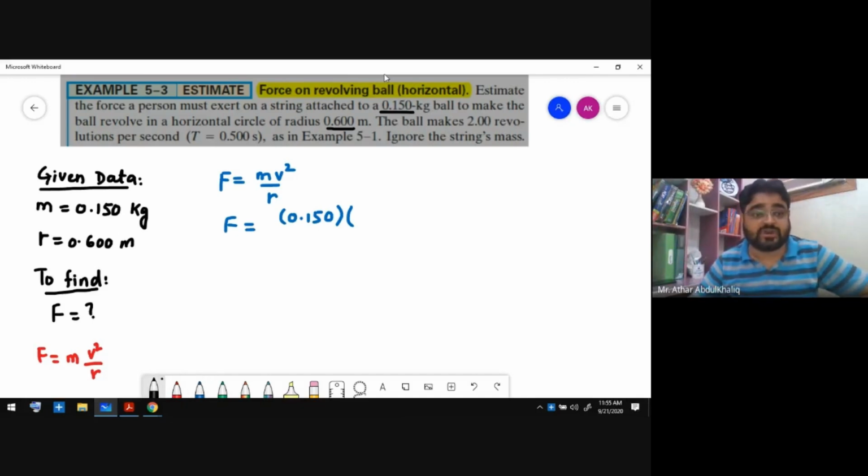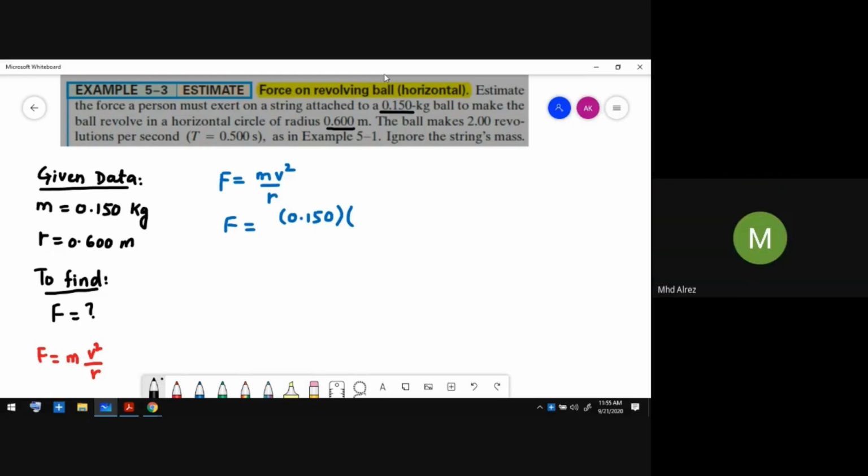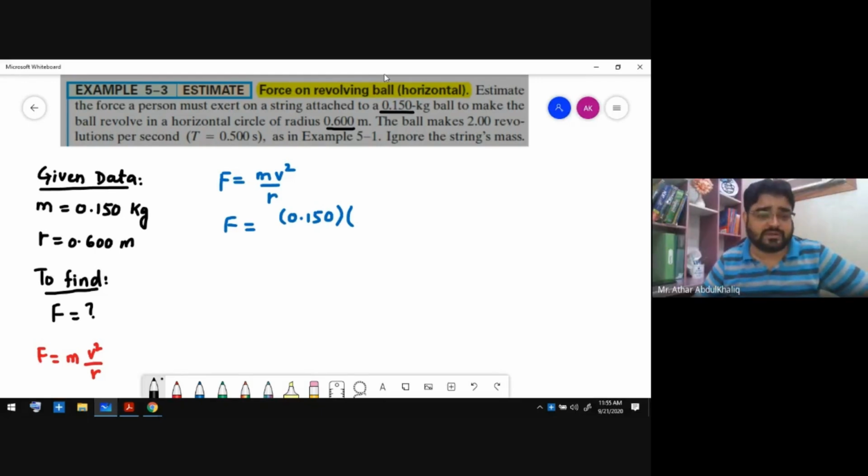What was given? Two revolutions per second. So they gave us the frequency; either we can write frequency or we can write time period. So the time period is half a second, 0.500 second. For finding the velocity, you remember the expression was v is equal to 2 pi r over t.